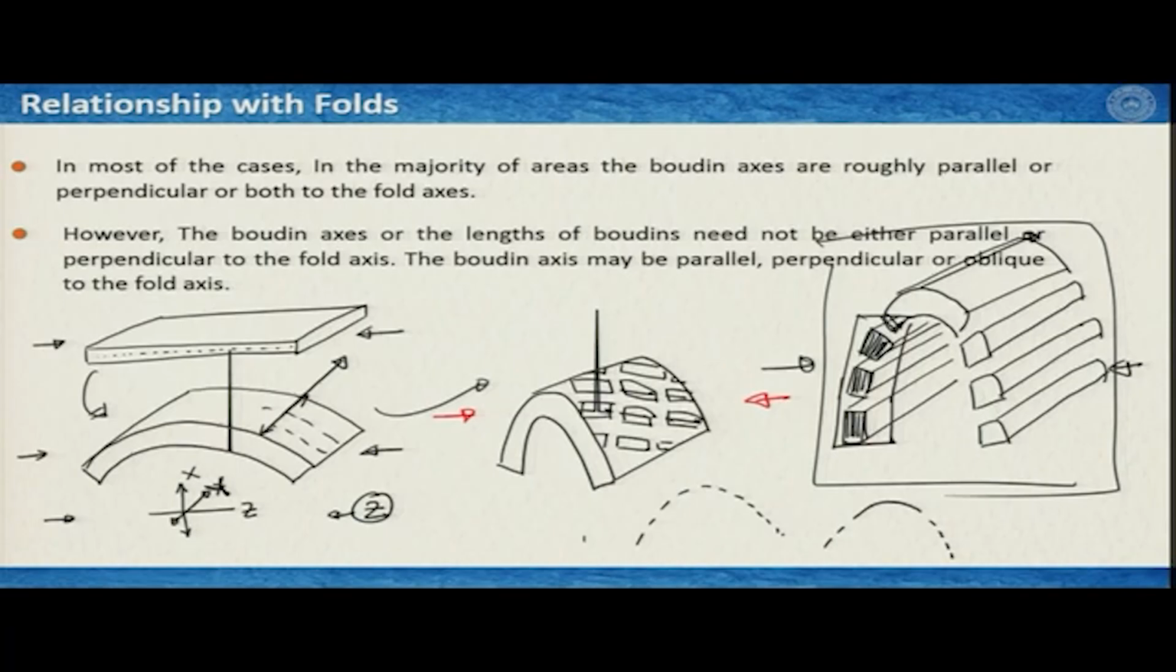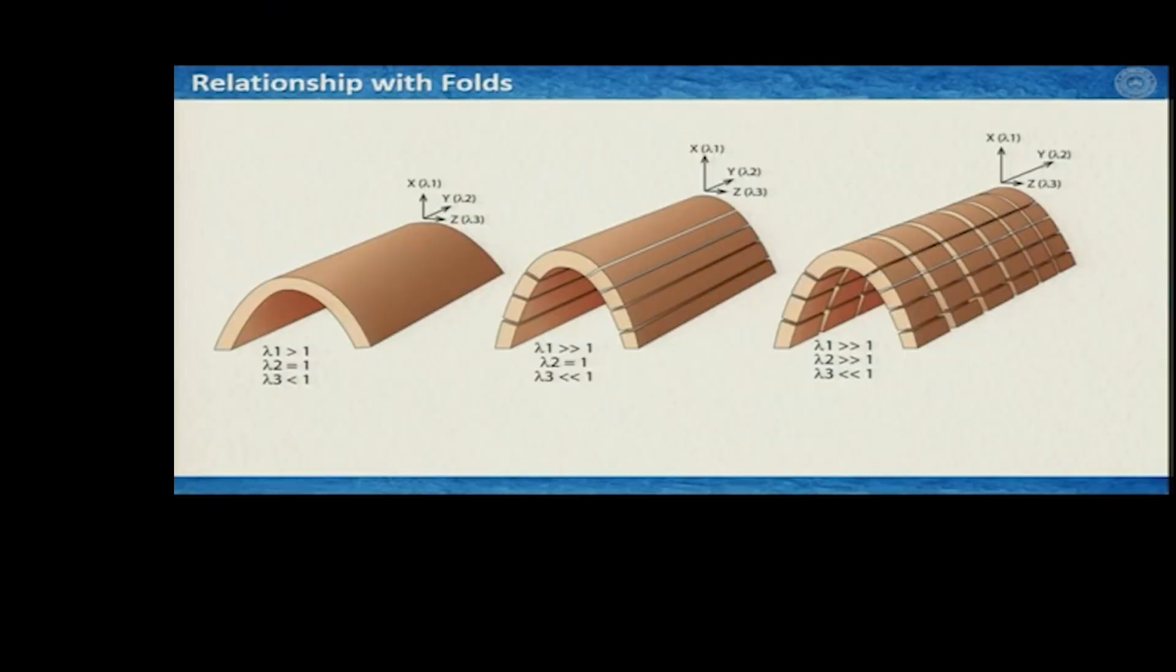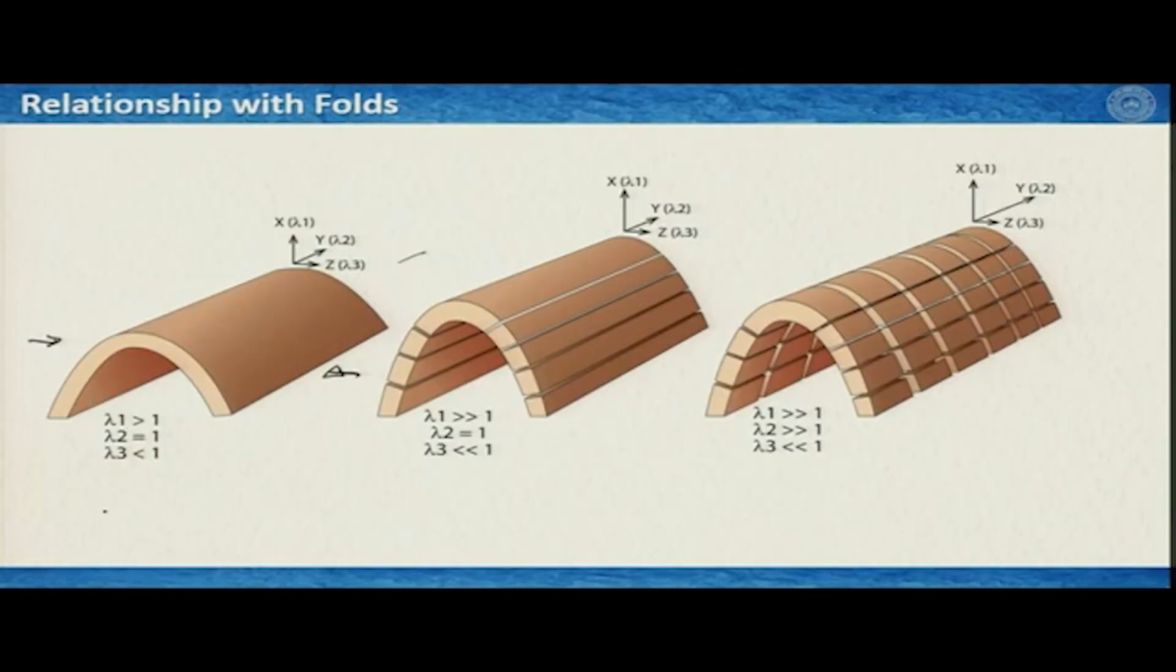Now, we will see some illustrations in the next slide. As you can see here, we have been drawing this, but this is a better drawing. What we see here is an open fold, nothing has happened yet. This is your extension direction x, then y, and z is the compression direction, and the fold is forming in this way. In such a situation lambda 1, the principal stretch, is greater than 1, lambda 2 is 1 because there is no movement along the y direction, and lambda 3 is less than 1 because this is the compression direction.